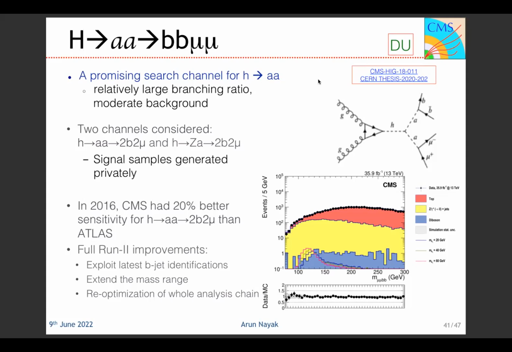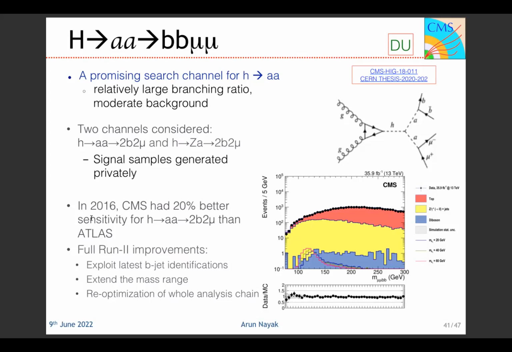So this analysis actually considers 2 similar analyses, not only just A, but also there is another analysis, I will come to it, which is ZA decaying to the same final states. There are probably some difficulties in producing the signal samples, so they have generated signal samples privately.